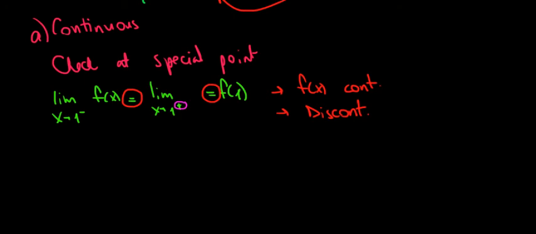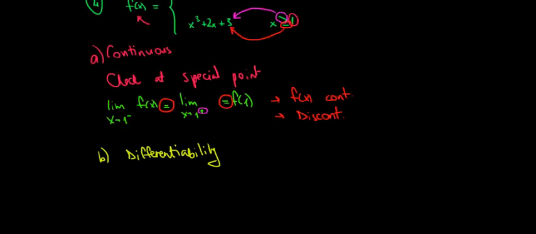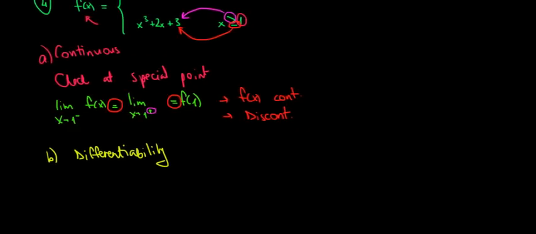And the second part of it is differentiability. Now, what is the difference between them? Just to recall briefly on the graph. Remember the following, that we can have a function that is continuous but not differentiable at a certain point. Let me zoom out so we have a better picture.